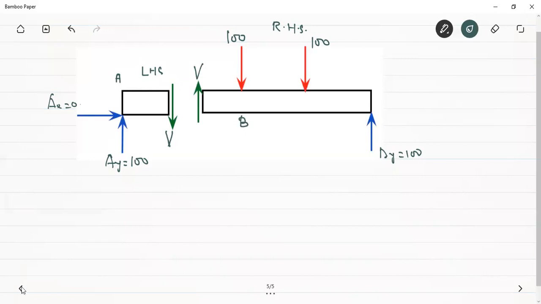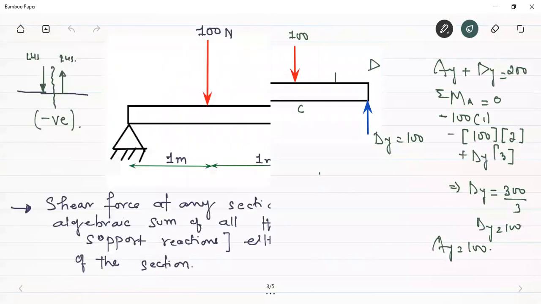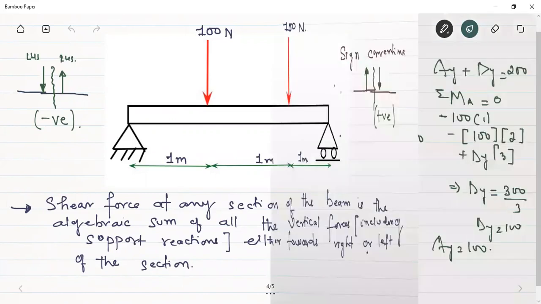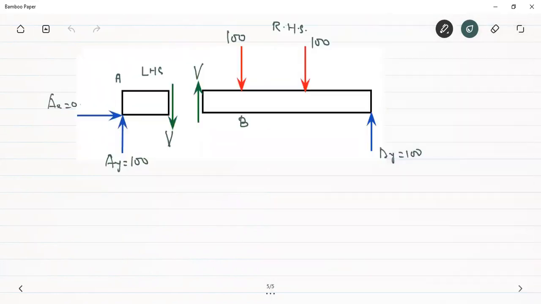So how I had defined the shear force, to calculate it, see this statement again. Shear force at any section of the beam is the algebraic sum of all the vertical forces, including the support reactions, either towards right or left of the section. Let me take both the sections here. First, I will take the left hand side. This is the section where I have to find the shear force.